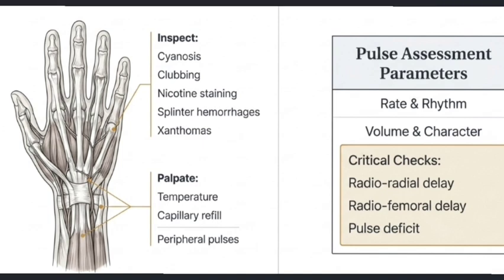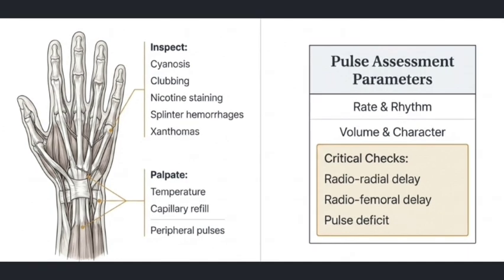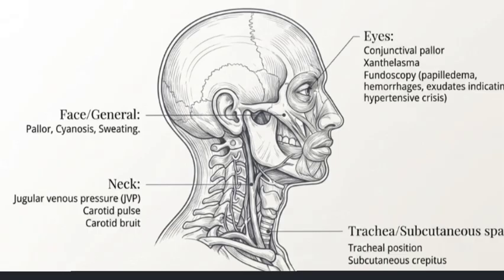Tracing the plumbing further up, the doctor examines the neck and face. They check the jugular venous pressure, the JVP, looking for bulging veins in the neck that indicate fluid backing up from a failing right heart. And they check for pale skin under the eyelids and yellow cholesterol deposits around the eyes called xanthelasma. But the text also says that if a hypertensive crisis is suspected, they use a fundoscope to look deep inside the eye for papilledema, hemorrhages, or exudates.